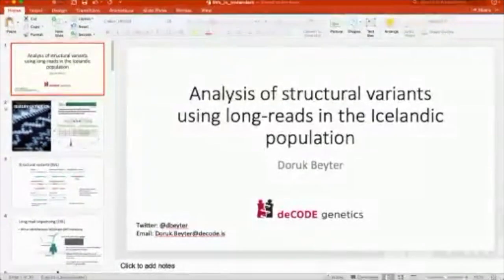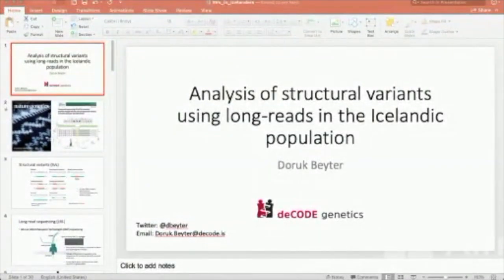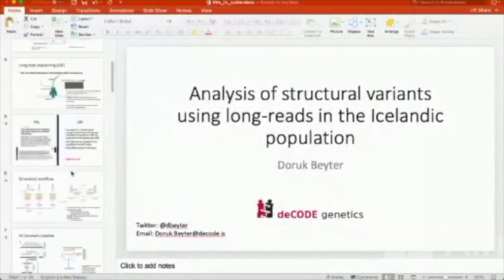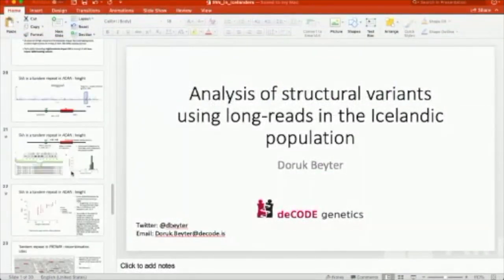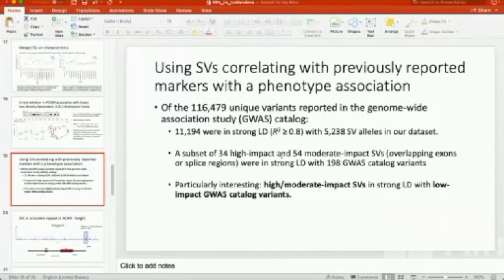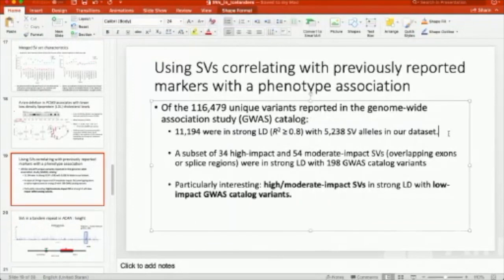First of all, very impressive study on population scale sequencing using long reads. It's really good to see new reference panels being generated in Nordic genomics. I noticed that in your study you report almost 10% of GWAS catalog variants are in high linkage disequilibrium. Do you think there's a way to further improve that, to increase this number, basically this 11,000?